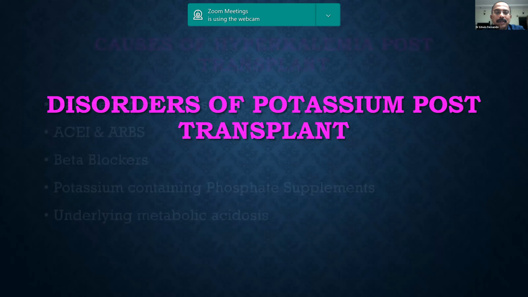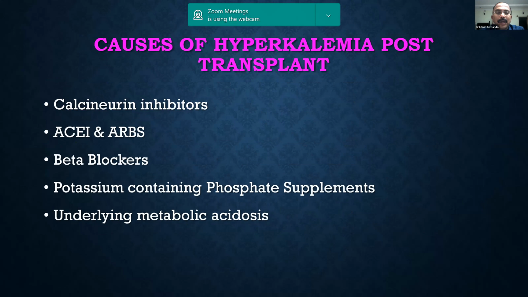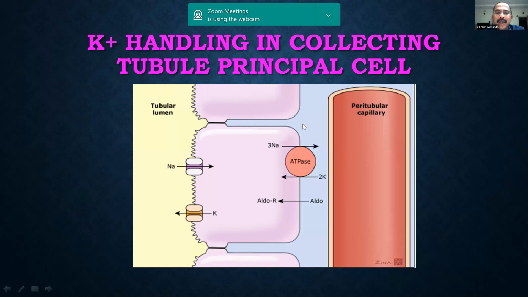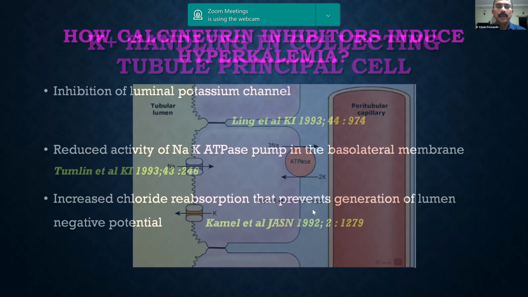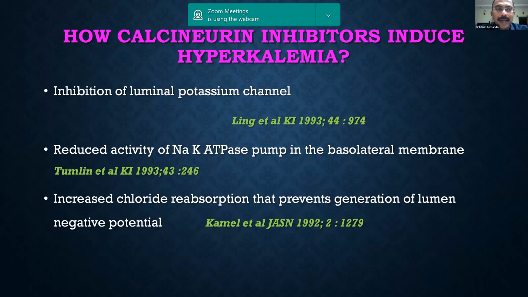Coming to potassium post-transplant, the causes of hyperkalemia are calcineurin inhibitors, ACE inhibitors, ARBs, beta blockers, potassium-containing phosphate supplements, and underlying metabolic acidosis. So this is how potassium is handled in the distal tubule. You're all aware of this potassium channel here at the luminal side and the 3-sodium 2-potassium ATPase. And of course, you have the aldosterone receptor that is situated inside the cell. Now, how does calcineurin inhibitor induce hyperkalemia? Inhibition of the luminal potassium channel, reduced activity of the sodium-potassium ATPase in the basolateral membrane, and increased chloride reabsorption that prevents generation of a lumen negative potential. All this contributes to hyperkalemia.